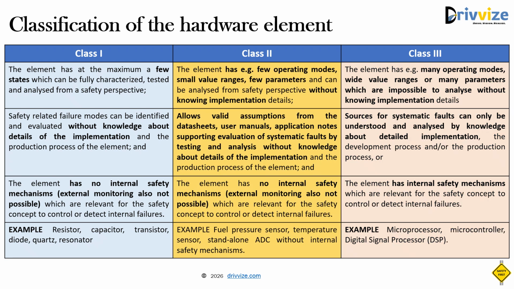Classifying Class 2 components is the most challenging part. These components are simpler than Class 3 but more complex than Class 1. They usually have fewer operating modes, a limited range of values, simple datasheets. Unlike Class 3 components, Class 2 components do not have internal safety mechanisms. Examples of Class 2 components include simple sensors such as fuel or temperature sensors, independent ADCs, external watchdogs.